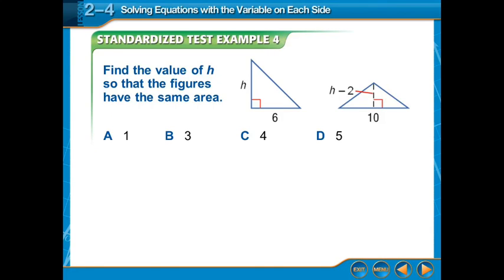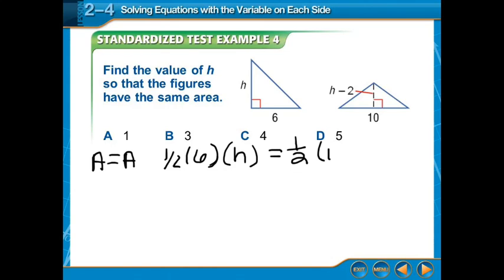Alright, here you have a couple of things you're looking at. You're solving equations with variables on each side. You want to find the value of h so that the figures at the right have the same area. Well, I know that the formula for the area of a triangle is area equals 1/2 the base times the height. So if I want to set it up as area equals area, then I want to set it up as 1/2. My base of the first triangle is 6. I know that my height will be represented by h, and I'll let that equal 1/2 the base of 10, and this height is h minus 2.